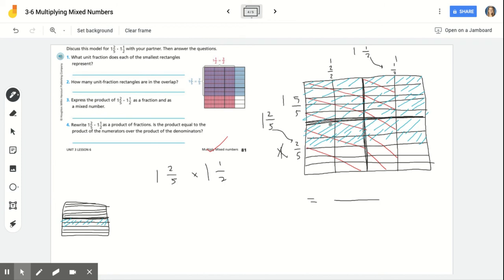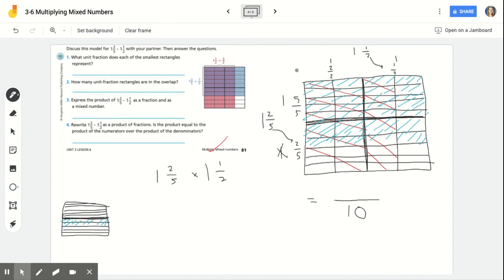What did you get? 10. 10 pieces. Each hole is split up into 10 pieces. Great. And now that we know our denominator, our numerator is going to be how many pieces in all, with all four of these holes, did we shade in twice using the diagonal lines? So how many were shaded in twice using red and blue?